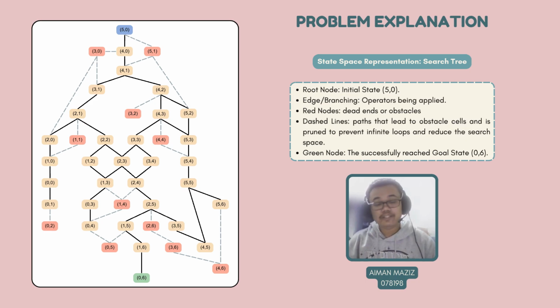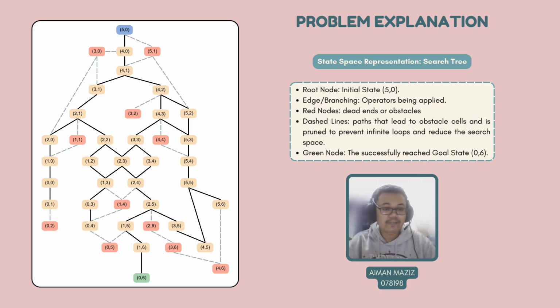Now, onto the state space representation, which is the search tree. As we can see, the blue node is the root node, which is the initial state at 50. Each edge and branching means that the operators are being applied. The red node represents the dead ends or obstacles.